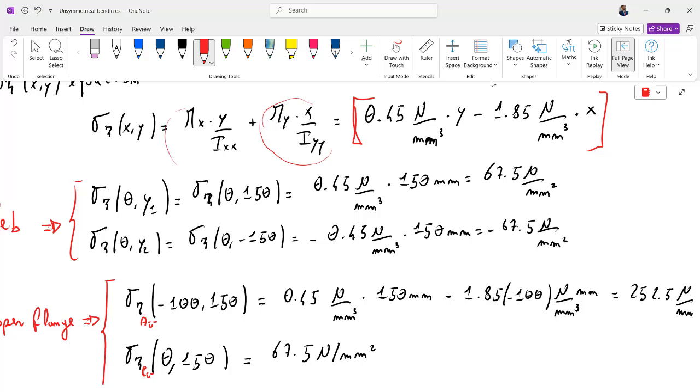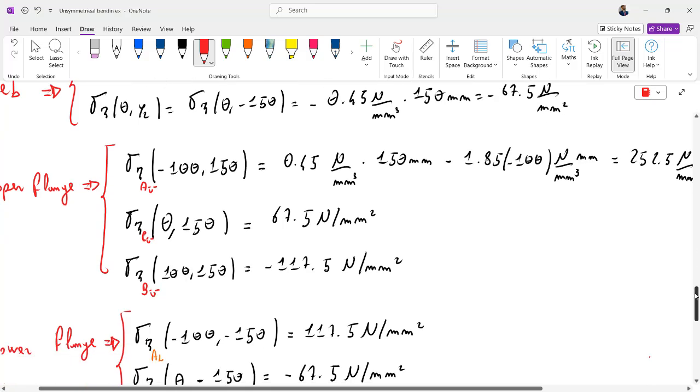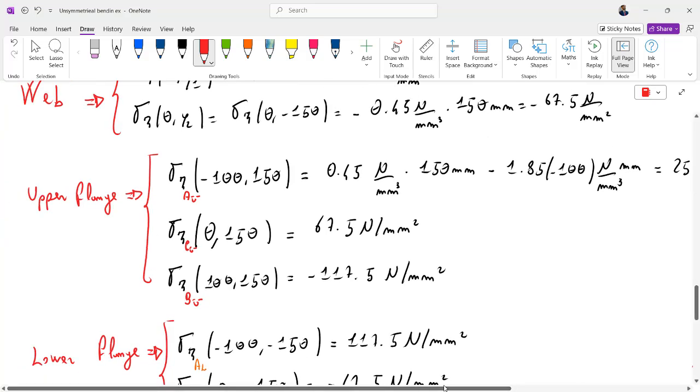Along the web, clearly, the only moment that produces a bending stress is the Mx moment. So if you apply this formula, we obtain this value, 67.5 Newton per millimeter square. So now we can calculate the bending distribution along the upper flange.